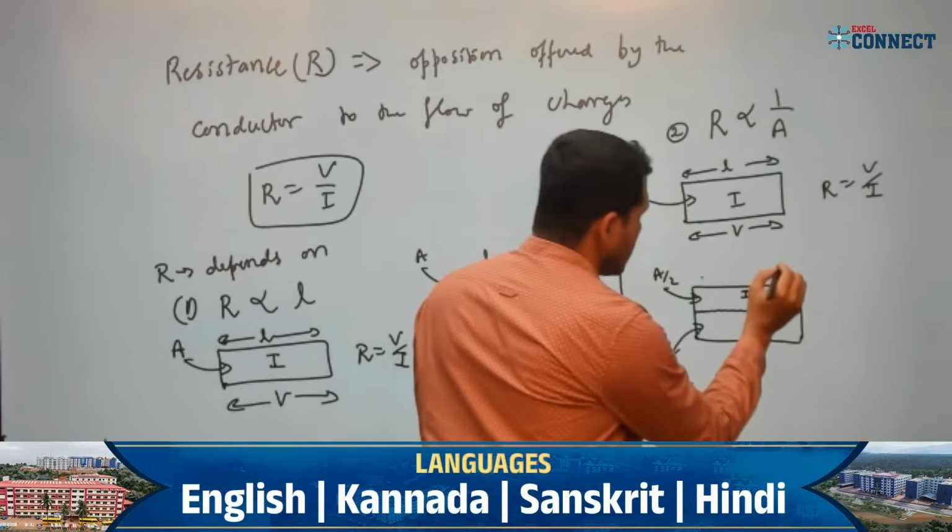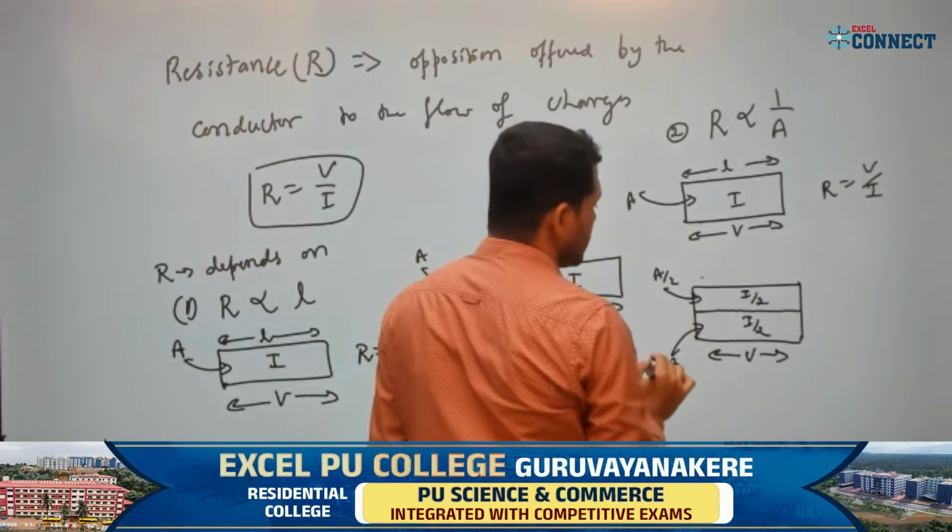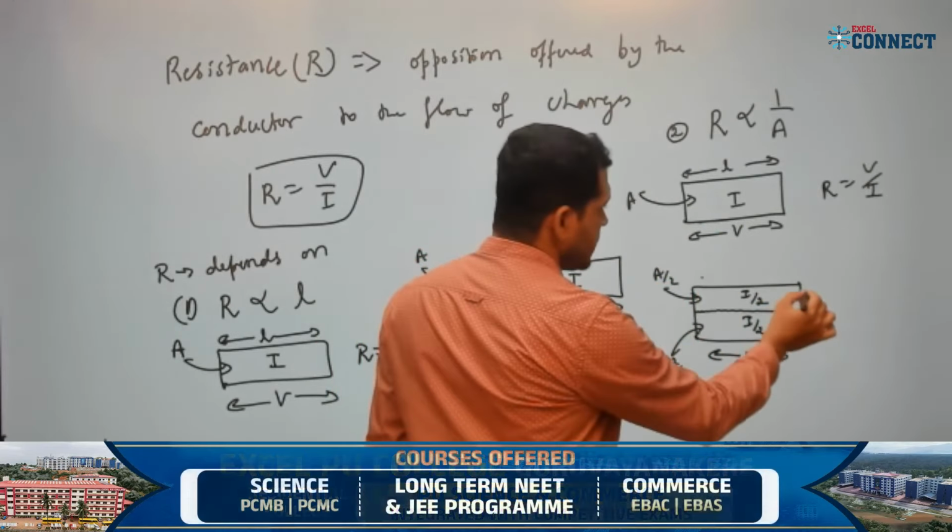But what about the potential difference? The potential difference is V only. I have not changed the length, I changed only the area. Now, resistance we have to find. I will take the resistance as R dash here.